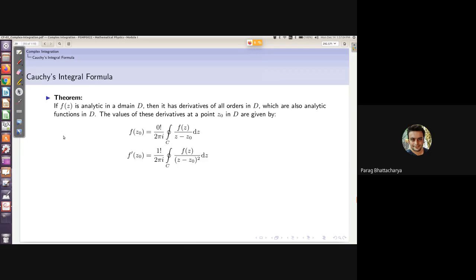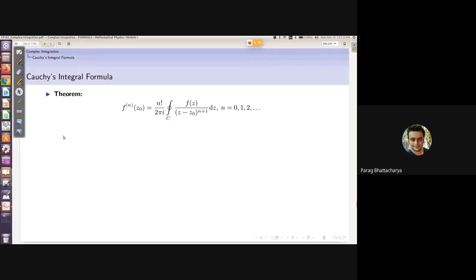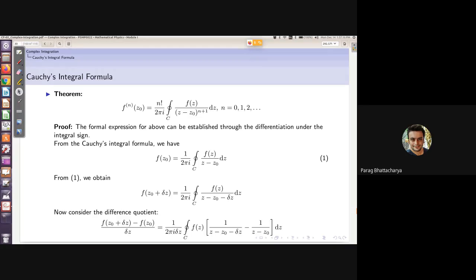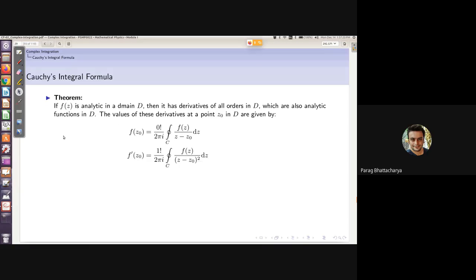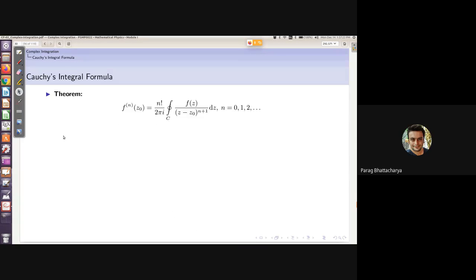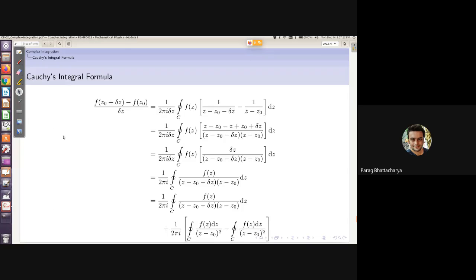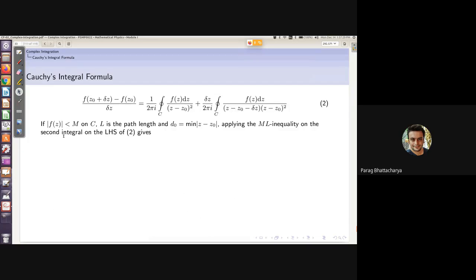The next topic is the Cauchy integral formula for derivatives. This is a general formula. The proof is not required in the syllabus, but I have still given the proof here, because last year some of your seniors were curious about this, so I gave the proof.